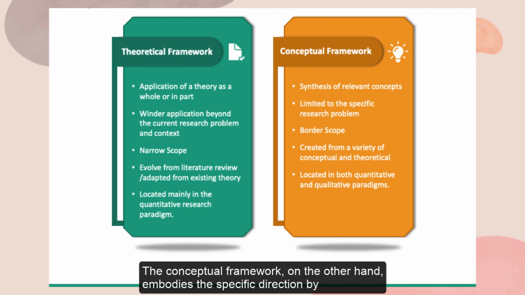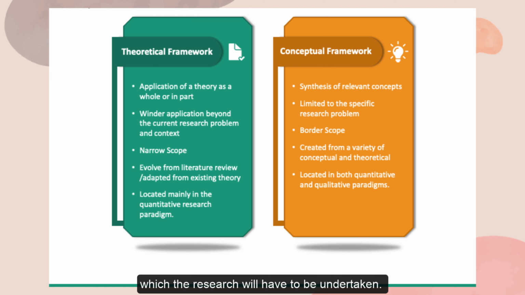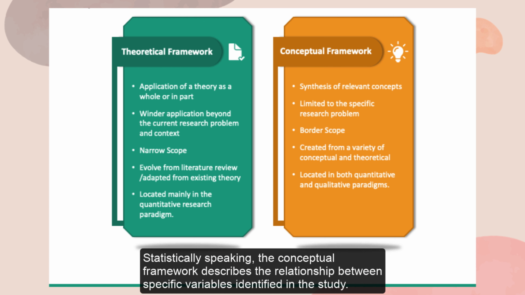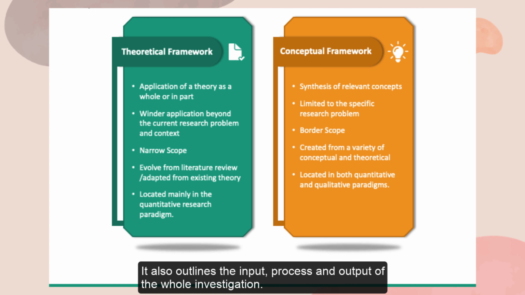The conceptual framework, on the other hand, embodies the specific direction by which the research will have to be undertaken. Statistically speaking, the conceptual framework describes the relationship between specific variables identified in the study. It also outlines the input, process, and output of the whole investigation. The conceptual framework is also called the research paradigm.